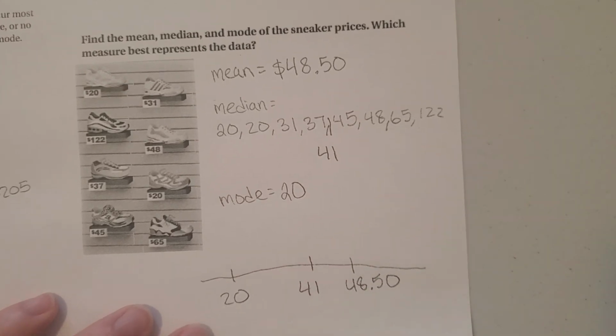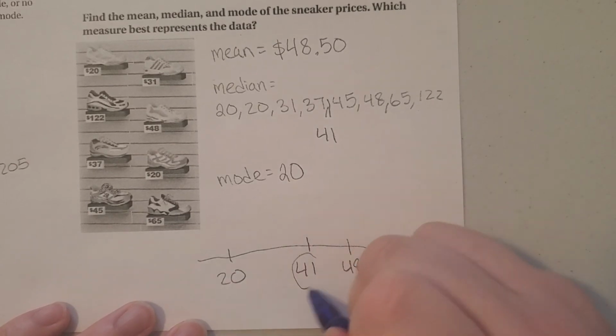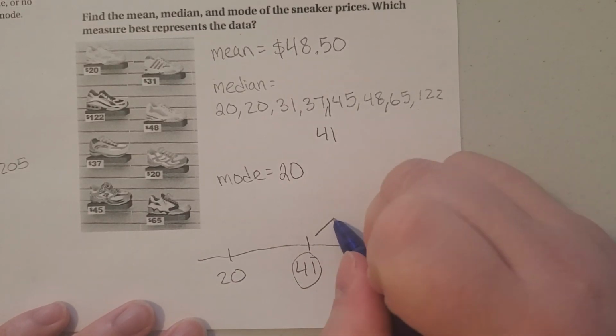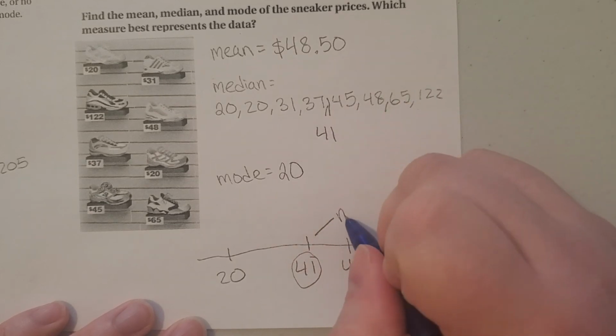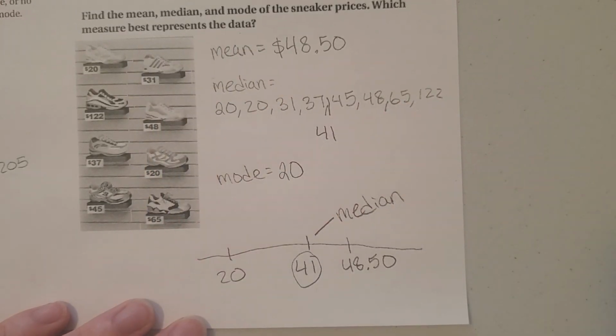So we see that the middle of all of these 3 averages is 41. So that means that this, which was our median, best represents the data because it shows the most middle number. So our median was the best.